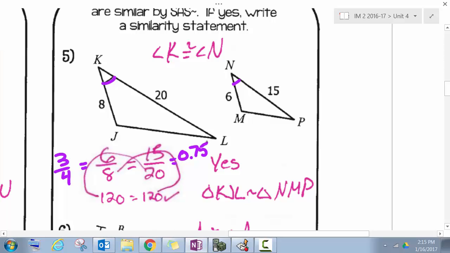So either way, we have three different ways to prove that they're equal. We have two pairs of sides proportional, and the included angle congruent, so the triangles are similar by side angle side. So K goes with N, J, which touches the small side and the non-numbered side, goes with M, which touches the small side and the non-numbered side, and then L has to go with P.